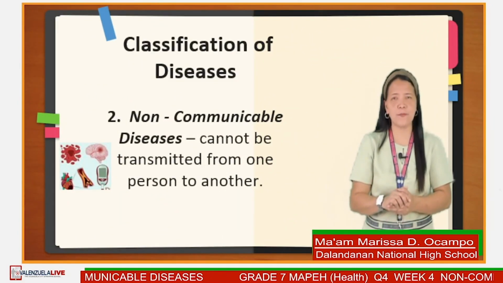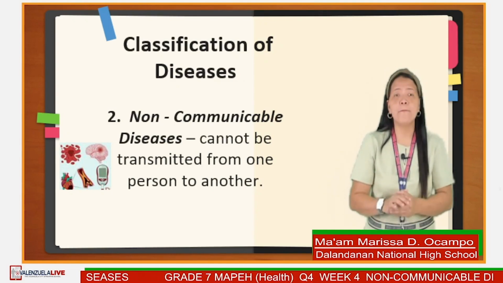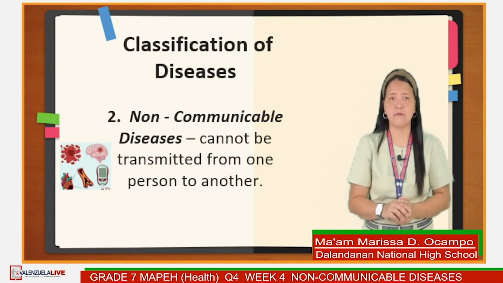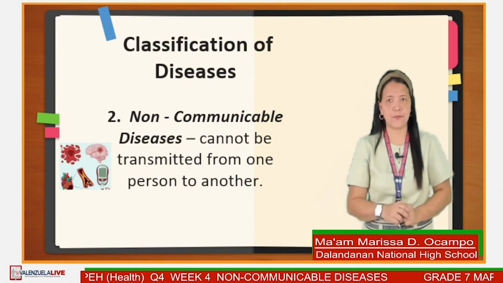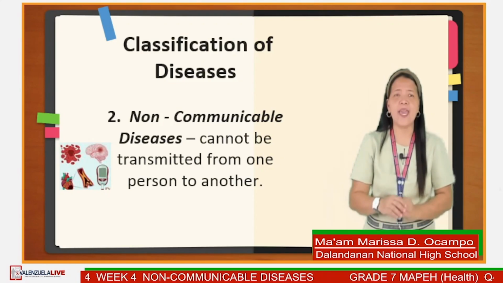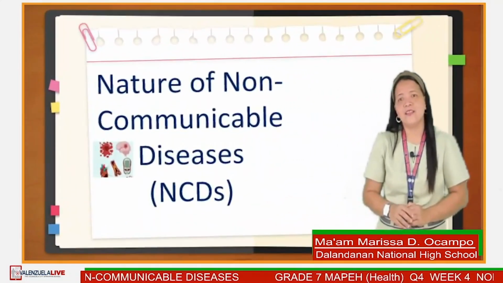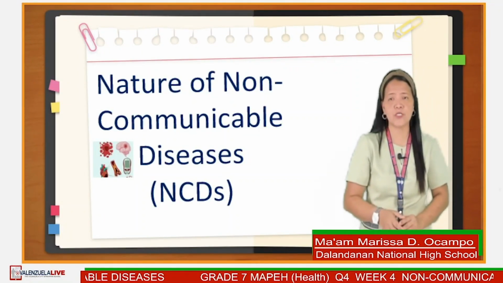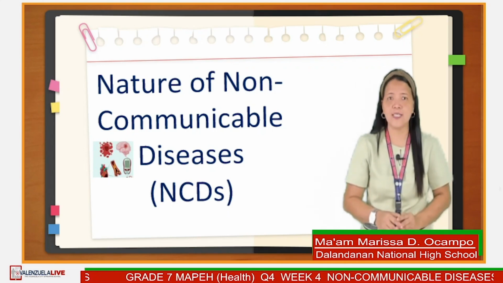On the other hand, non-communicable diseases cannot be transmitted from one person to another. Many of these diseases were caused by unhealthy lifestyle. Examples of these are cancer, diabetes, arthritis, renal failure, asthma, and cardiovascular diseases. This lesson will focus on the nature and common examples of non-communicable diseases or NCDs.